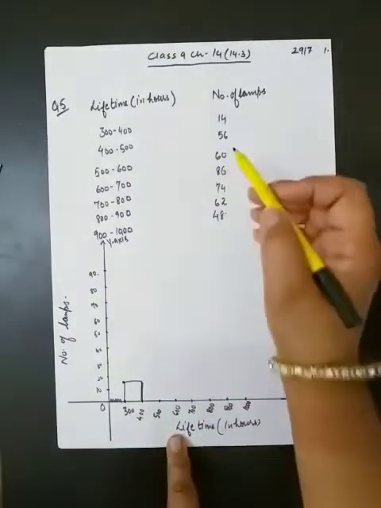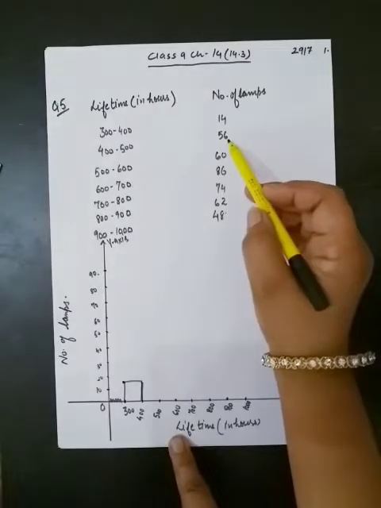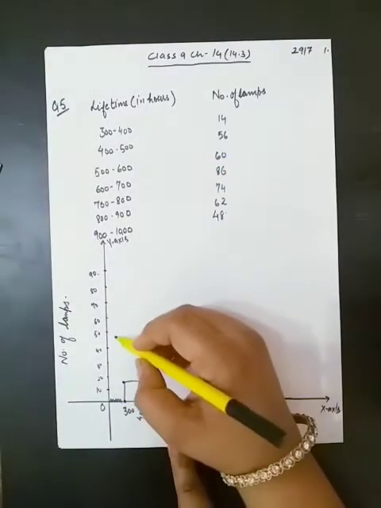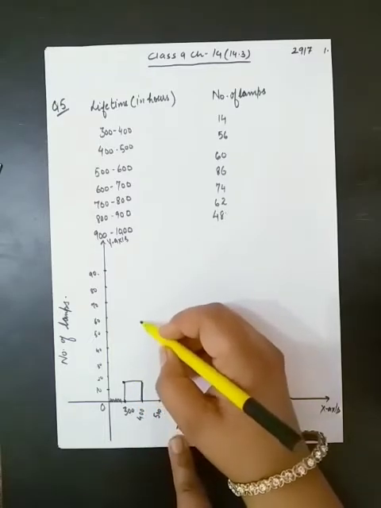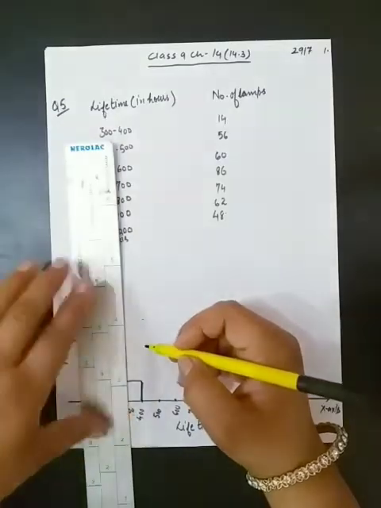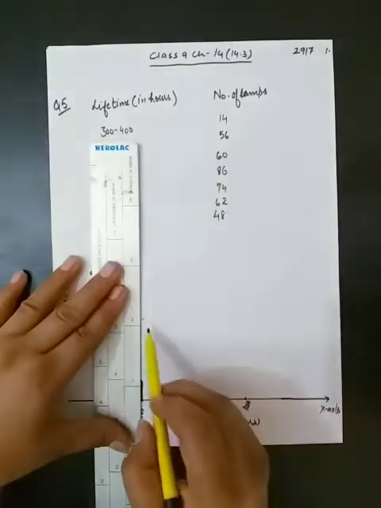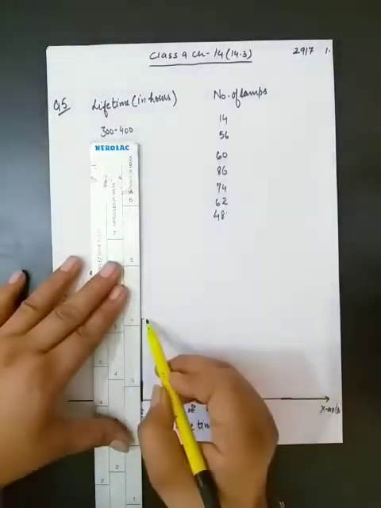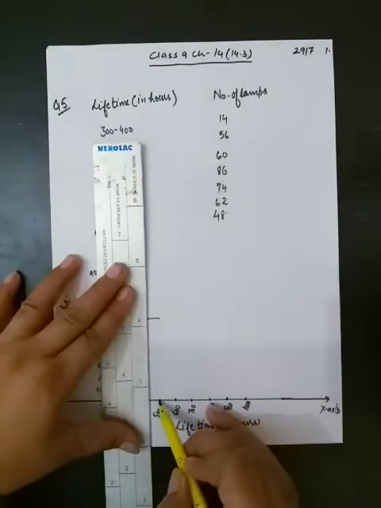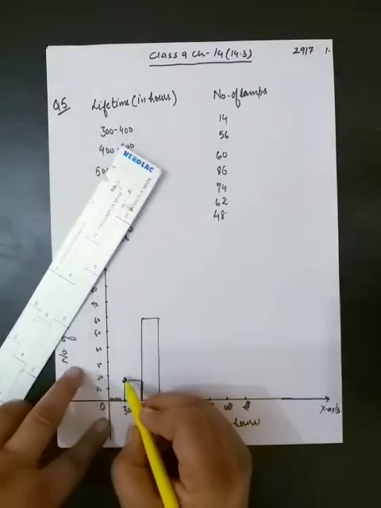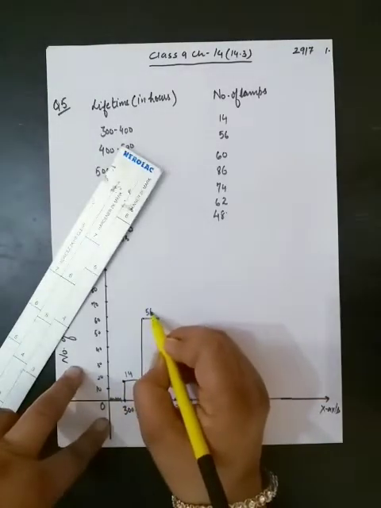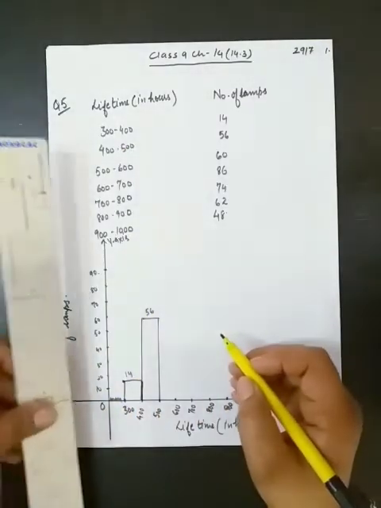Now we have to plot 56. 56 lies between 60 and 50. So we will plot it here like this and again we have to join it with this and we can write the frequency here, 14, 56. Third one is 60.